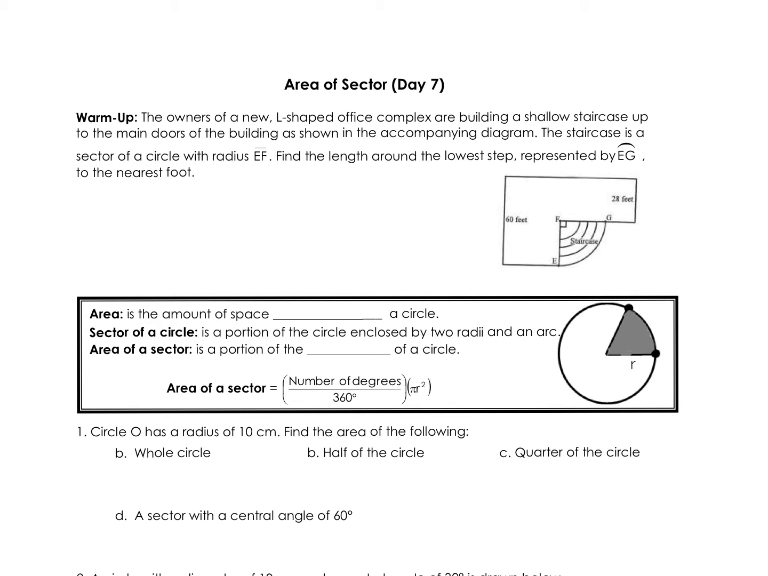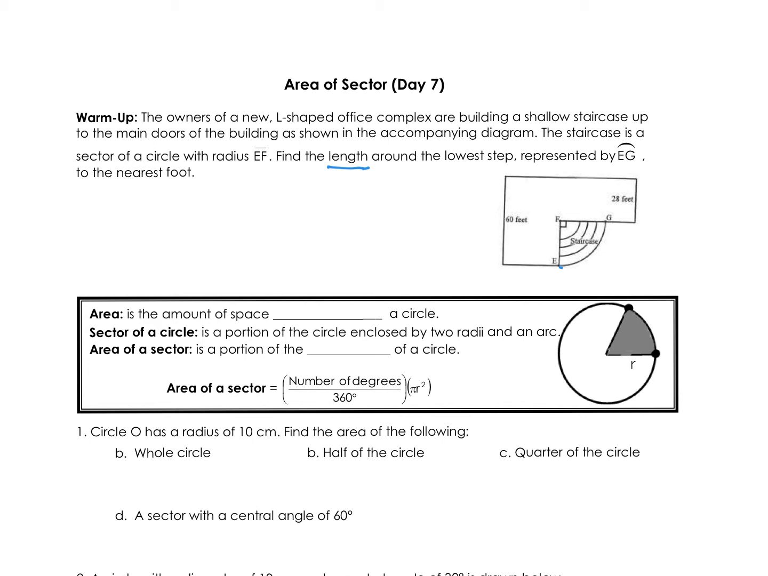The owners of a new L-shaped office complex of a building have a shallow staircase up to the main doors shown in the diagram. The staircase is a sector of a circle with radius EF. Find the length around the lowest step represented by EG to the nearest foot.